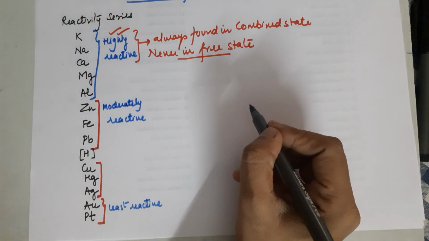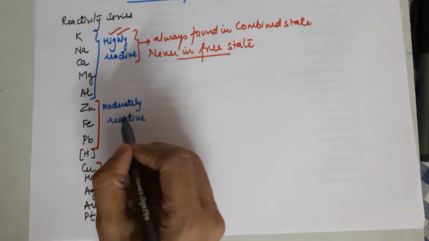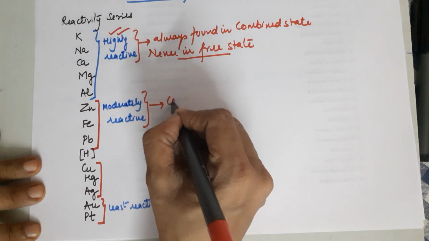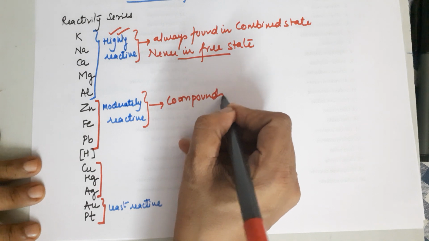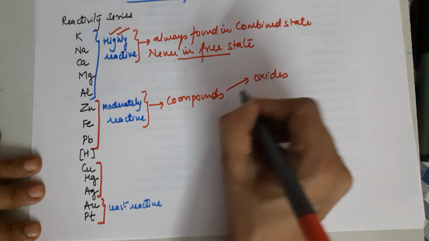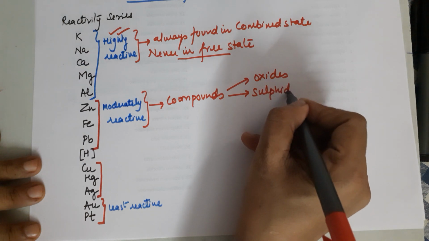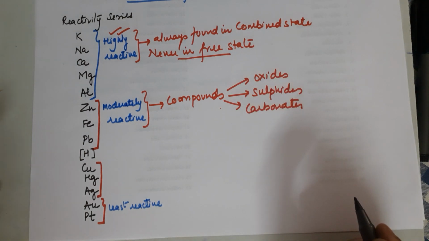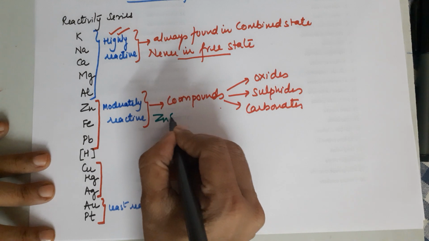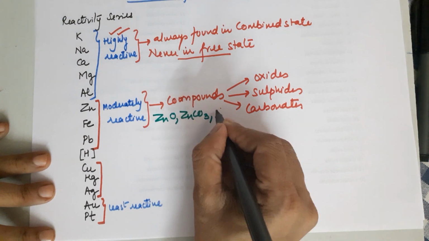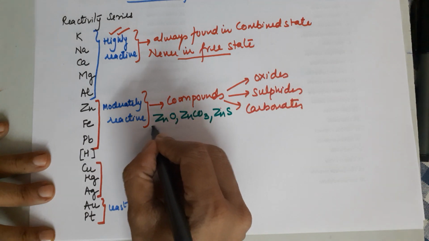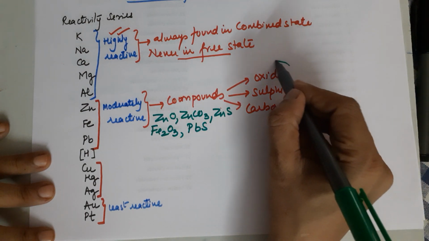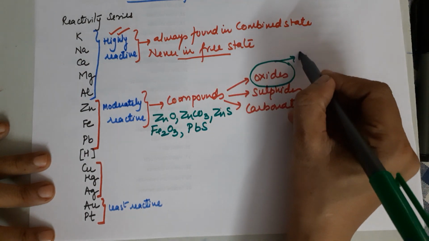Coming to the second category of the metals, this category is for the moderately reactive metals. Now these moderately reactive metals are also found in the form of compounds. Now generally the compounds are either oxides or sulfides. They are also carbonates, which means you would find them as zinc oxide, zinc carbonate, zinc sulfide, similarly iron oxide or lead sulfide, etc. Now generally out of them it is the oxides which are maximum.